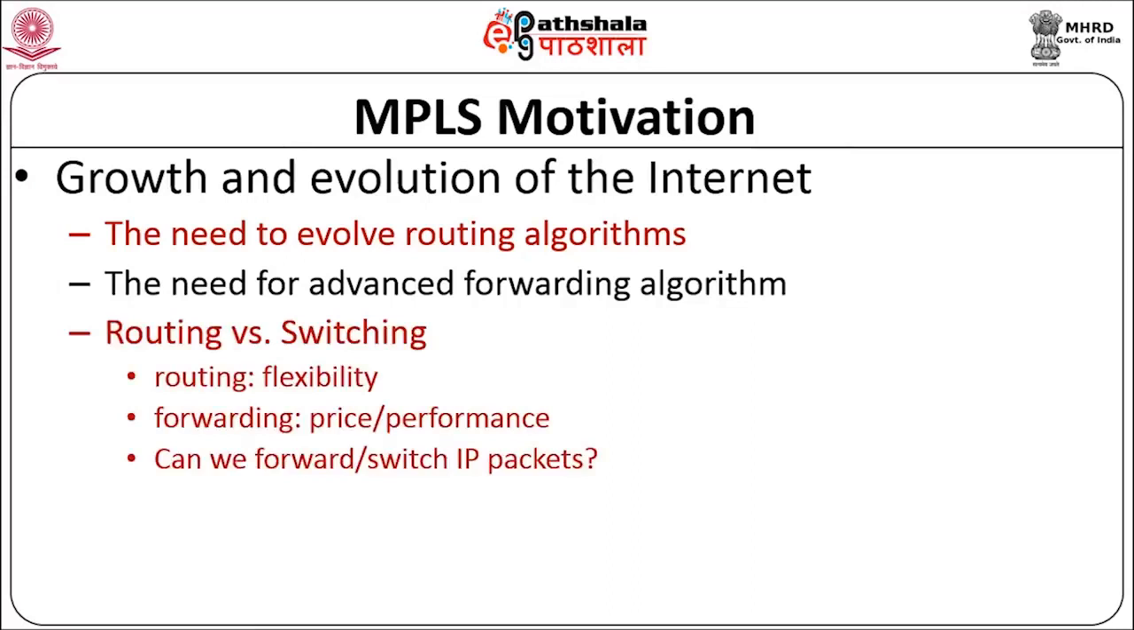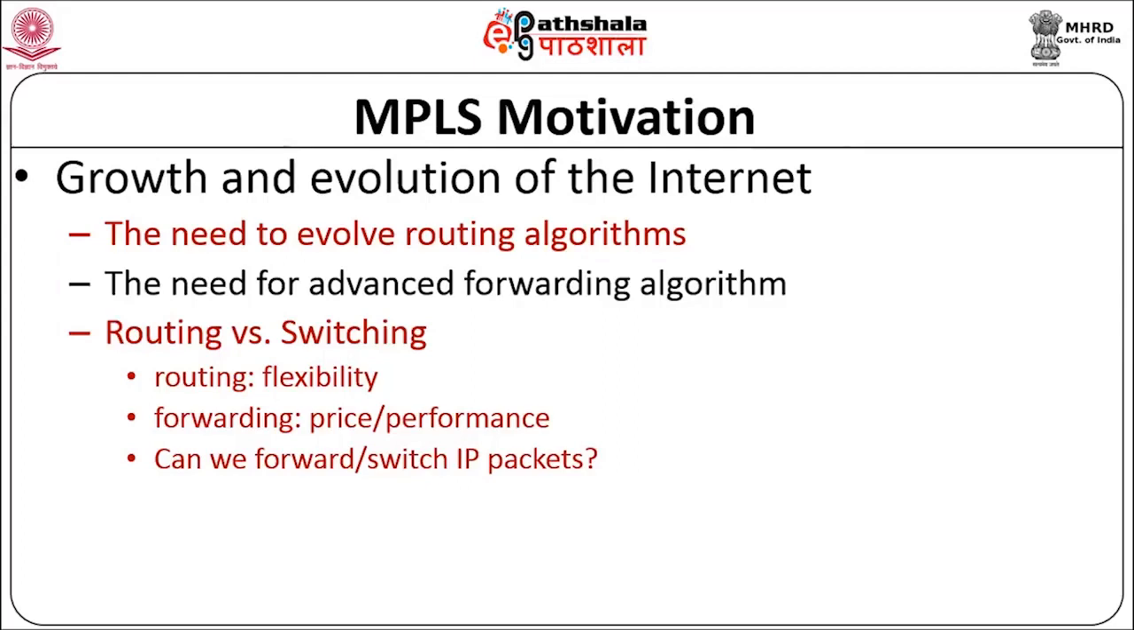If you look at the routing versus switching debate, routing will give you flexibility, forwarding will give you price per performance. So how do I get something like the best of both? I want some flexibility, at the same time I want to have good performance as well. So can we forward or switch IP packets? That question also has to be answered.